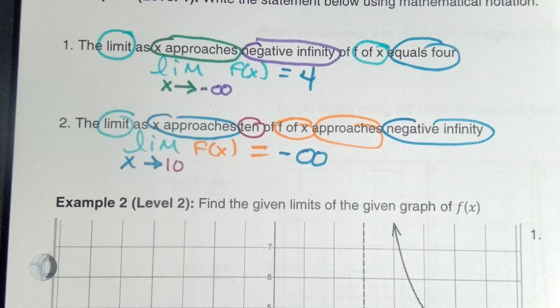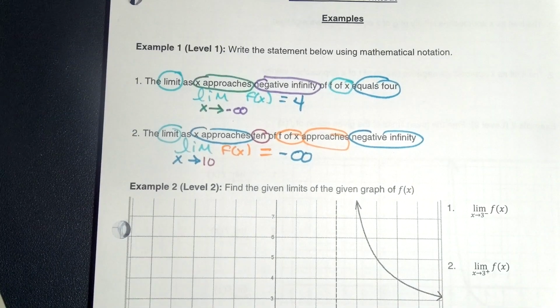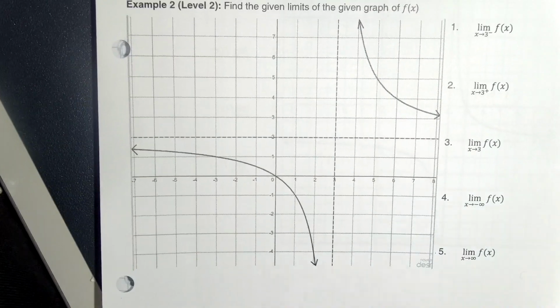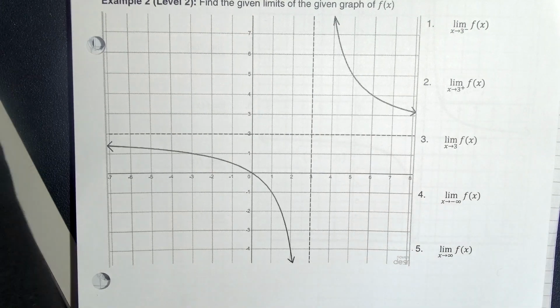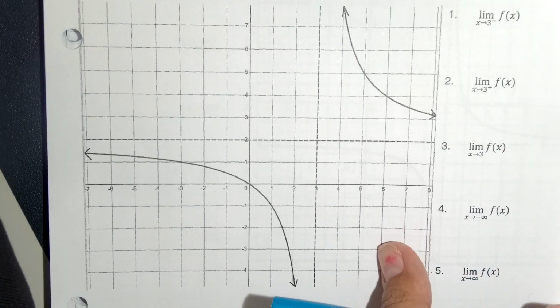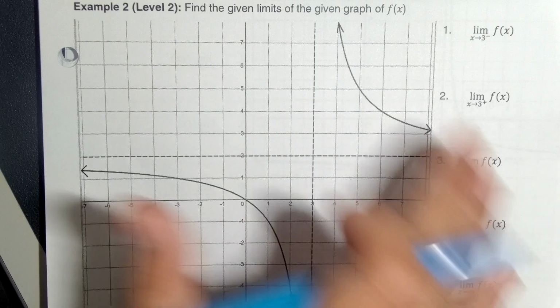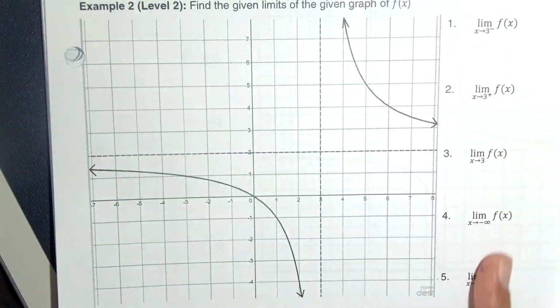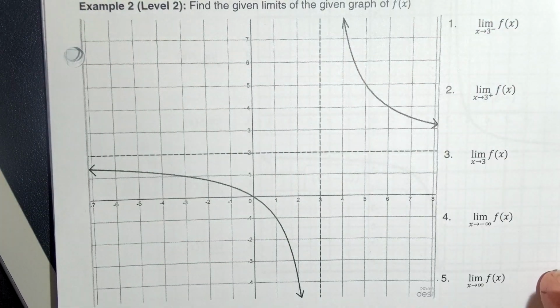Good? For level 1? Okay, let's look at level 2. Alright, I'm going to try to get both things in. Okay. So this is level 2. We've got the limits, and you have to write the limits. Okay?